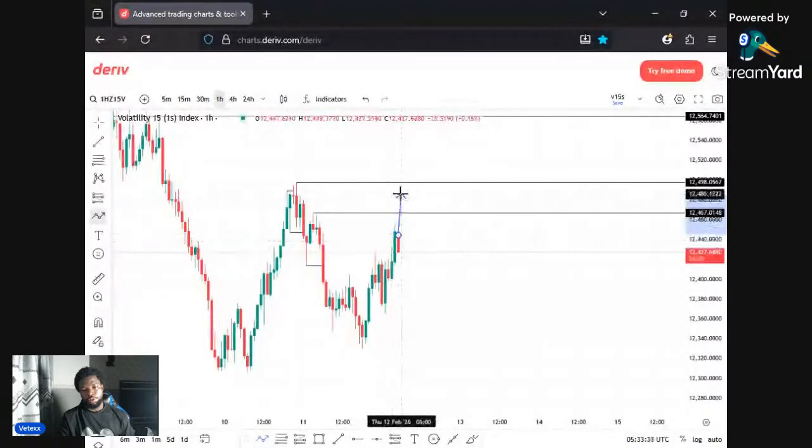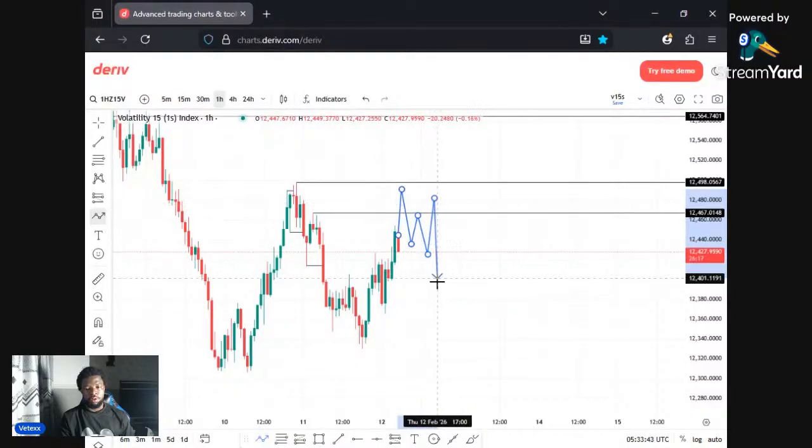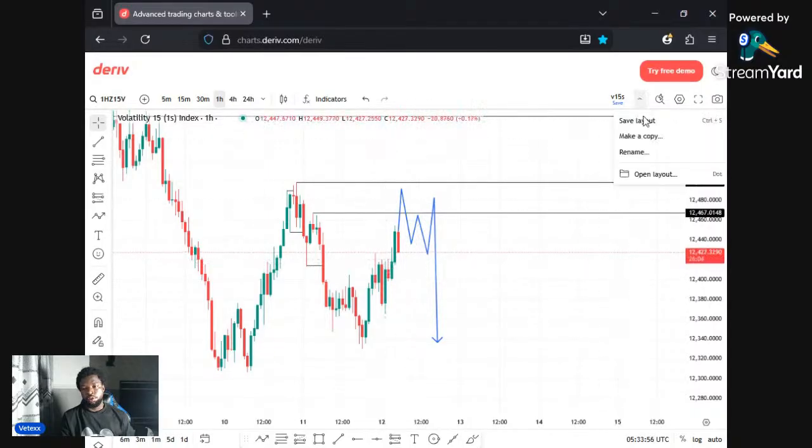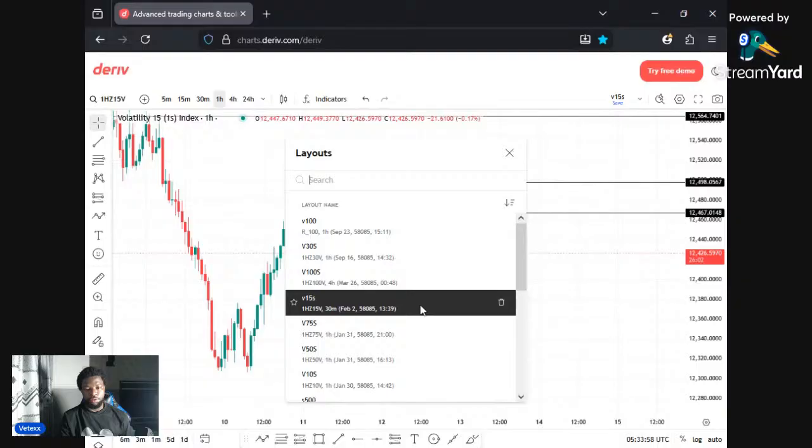Once it comes here, give me this, give me this, give me this, tapping, and then now we ride. So this is what I'm anticipating on V15 index. All right, let's check the next pair, V75X.